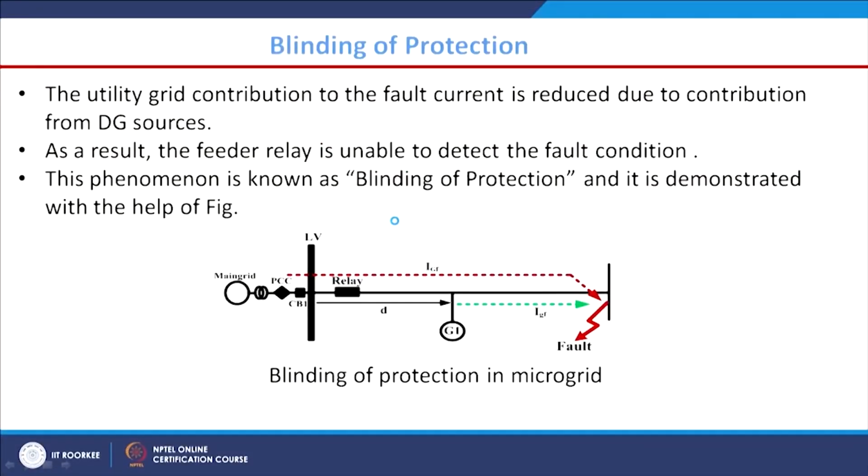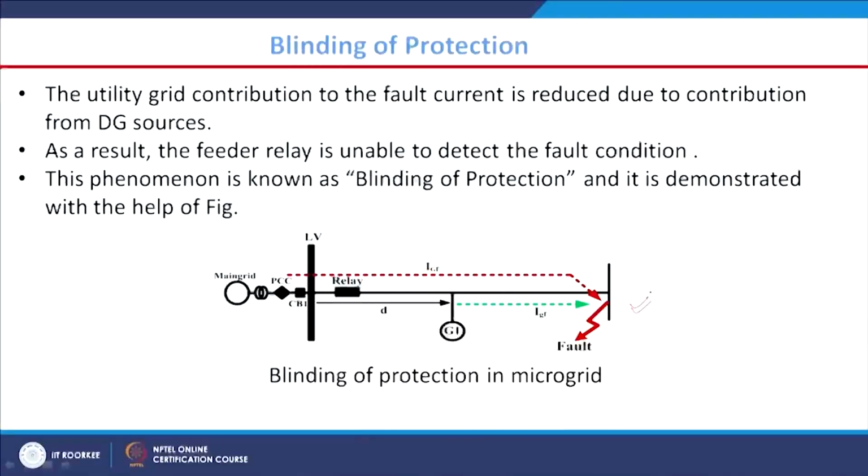Now, we have another issue, that is blinding of protection. What does blinding protection mean? In case of a microgrid system, let us say we are integrating many DGs throughout the feeder, then what will happen to the fault current level or resultant fault current? That is what blinding protection says. Let us take this particular picture.